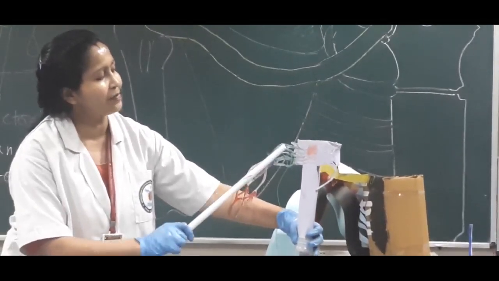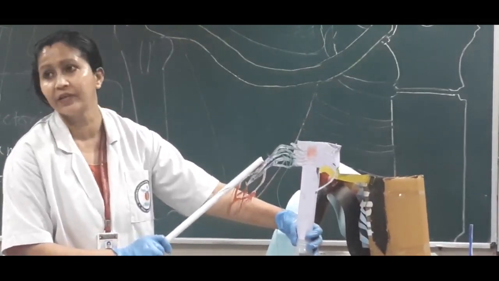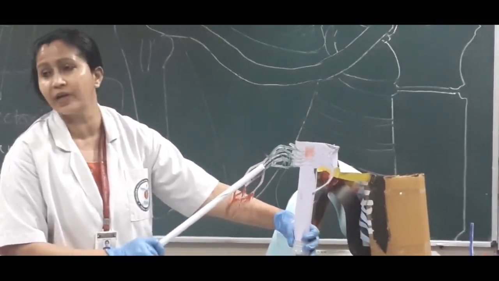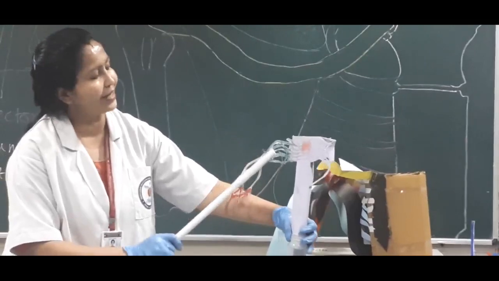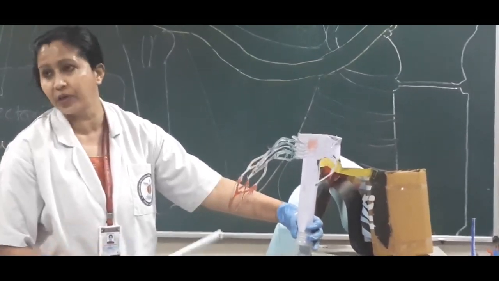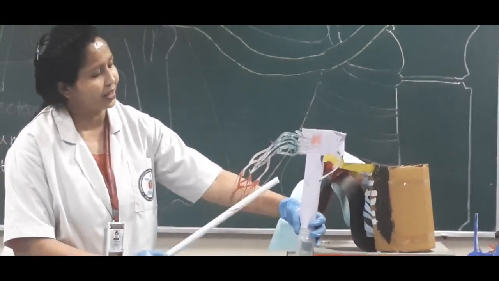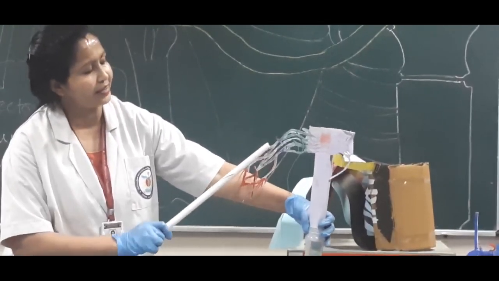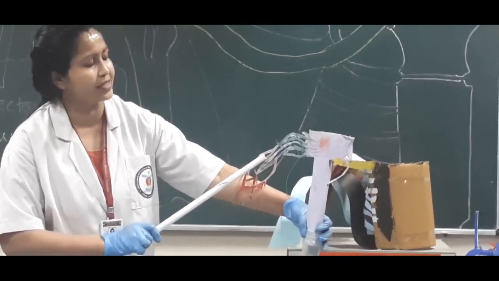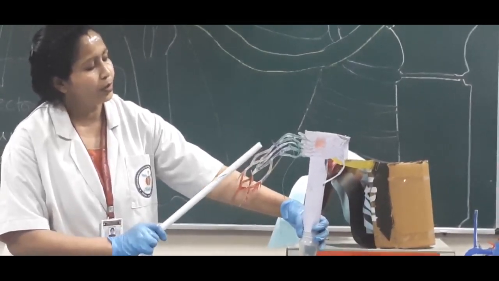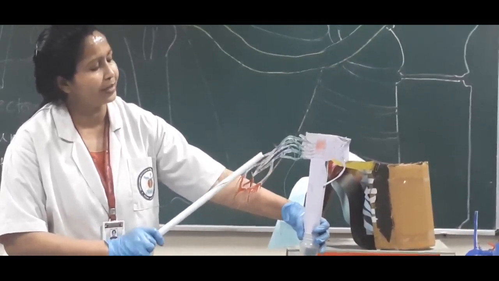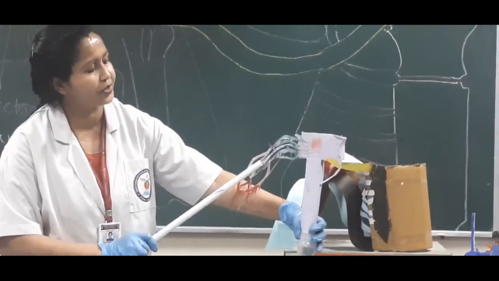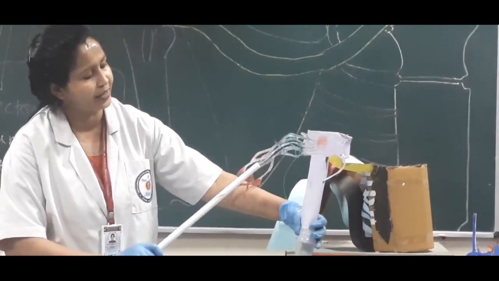Now C5 and C6 unite to form upper trunk. C7 alone forms the middle trunk. C8, T1 unite to form the lower trunk. These are the trunk. Now comes division. In orange color, this is anterior division. In blue color, this is the posterior division. So each trunk gives anterior division, posterior division, anterior, posterior, and here is the first posterior, then anterior, in the lower trunk. Okay?